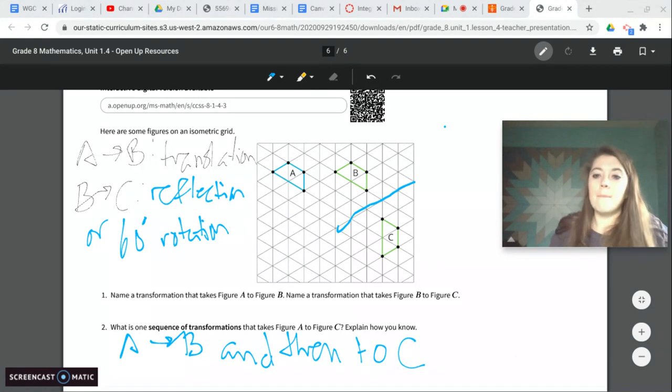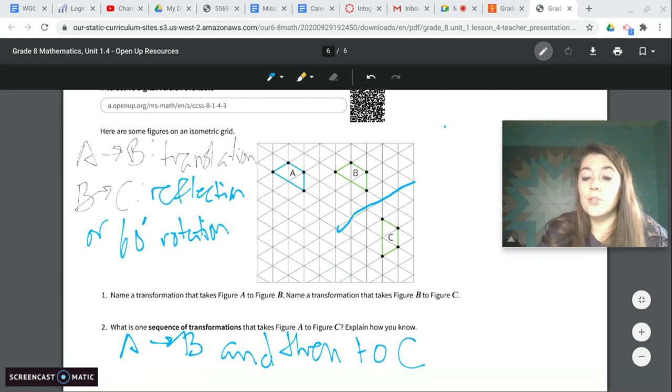So a sequence of transformations means doing more than one transformation to get from your original image, so your pre-image, to your final image. So there may not always be this B in the middle. It may just be A to C, and we have to figure out how to get there. Well, first we can translate it, then we can reflect it or rotate it. So knowing that there's different ways, and sometimes you may have to do multiple transformations to get between your figures, so between your images, your keyword for this lesson is sequence. Sequence is your keyword for this lesson.